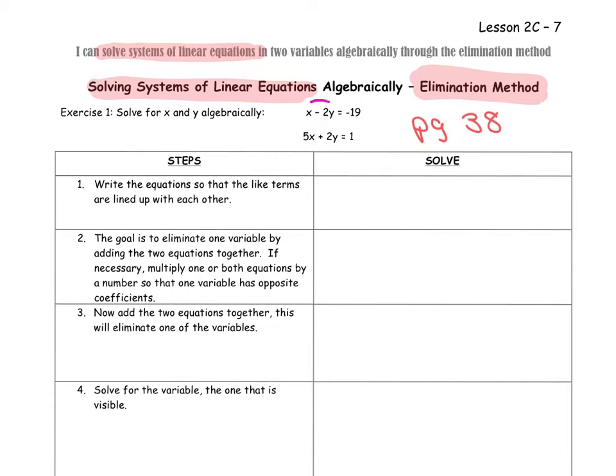So in this situation, given this example, you could have gotten x by itself, and then you would have plugged this whole thing in for x of the other equation. All right, so I'm just writing that kind of quickly.